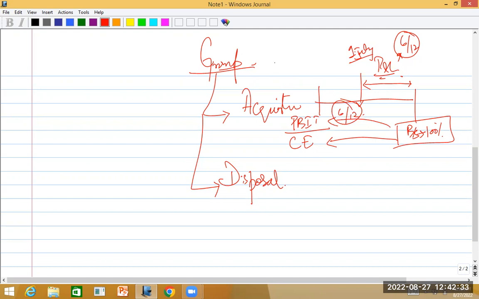Then whenever a company acquires another company, it will definitely affect their liquidity if they have paid in cash. The liquidity position of this company must be disturbed.